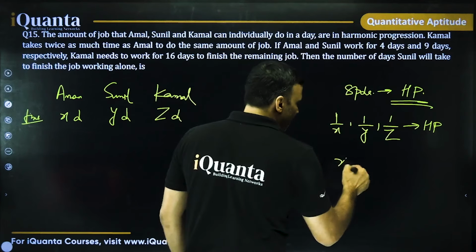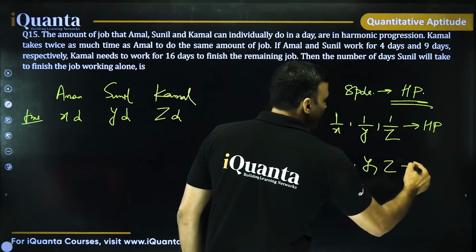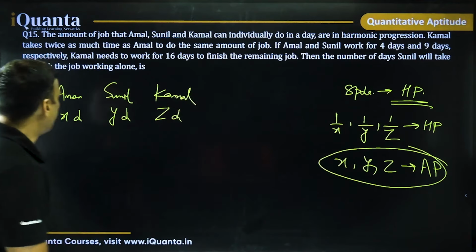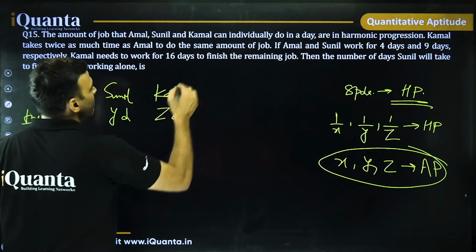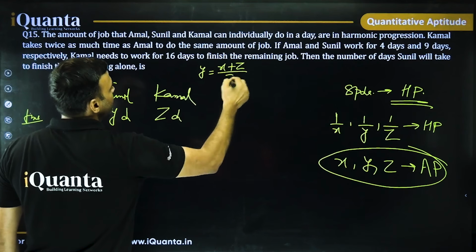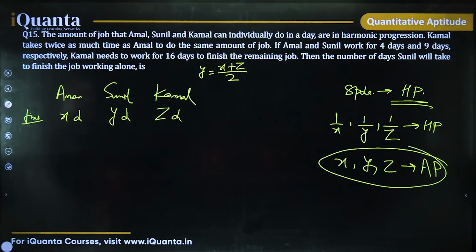If you take the inverse, X, Y, Z, that should be in AP. Okay, that's the basic definition. So what do I know now? I know that X, Y, Z, they are in AP. That means Y is equal to (X plus Z) divided by 2. That is one relation that we already have.